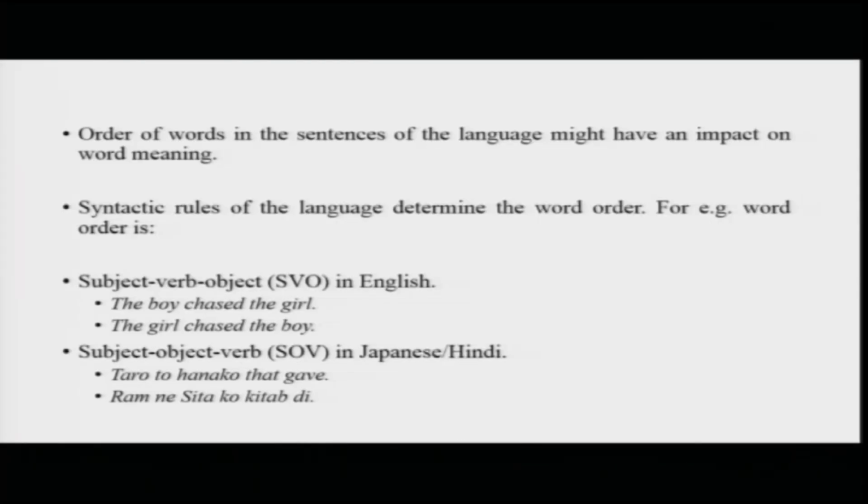The girl chased the boy, the cat chased the mouse, the boy chased the girl, and this is typically how sentences in English are framed. You first have the subject, then the verb, and then the object. There are other word orders also possible. Some languages have subject, object, and then verb. In Hindi you have this word order: subject, object, verb. An example is "Ram ne Sita ko kitab di." Who are we talking about? We are talking about Ram, who is the subject, and Sita ko, who is the object, and what has happened to Sita: she has been given the book. So "kitab di." You have subject, object, verb.